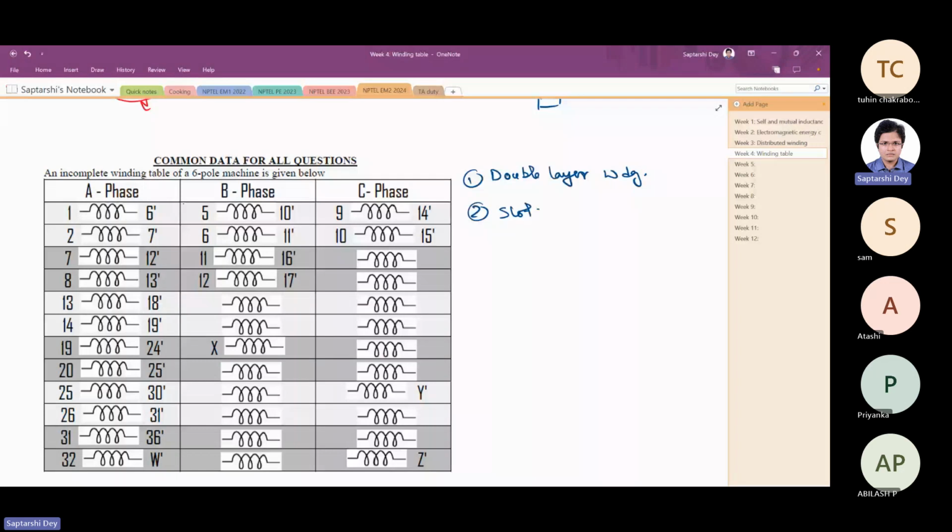Now that we know that this is a double layer winding, last day we discussed that for a double layer winding, number of slots equals number of coils. So how would I know the number of slots? Just count the number of coils. If you quickly count the number of coils, 1, 2, 3, 4, 5, 6, 7, 8, 9, 10, 11, 12, 12 into 3, 36. So it's a 36 slot.